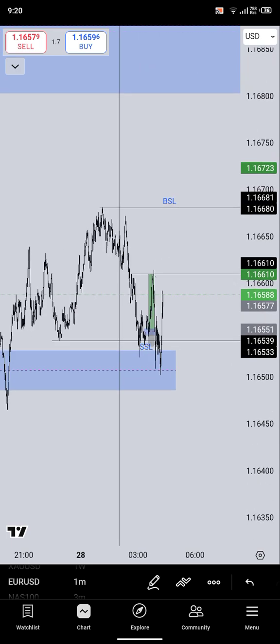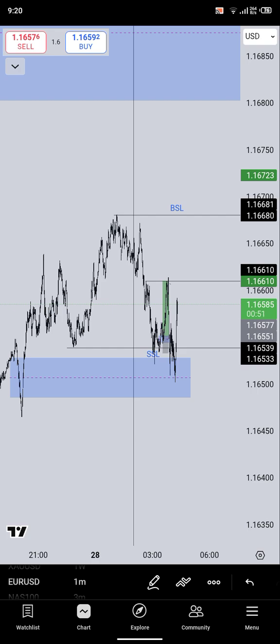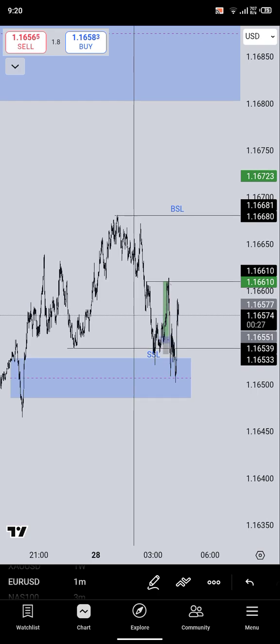So let me just recap again. 4 hours fair value gap. Price came into the 4 hours fair value gap, and we also have a 4 hours fair value gap above, which might be acting as a draw. Then coming to the 15 minutes, marking out my session. As soon as the London session opened, price went down, taking out sell side liquidity. And we also have a 15-minute fair value gap just below the sell side liquidity.